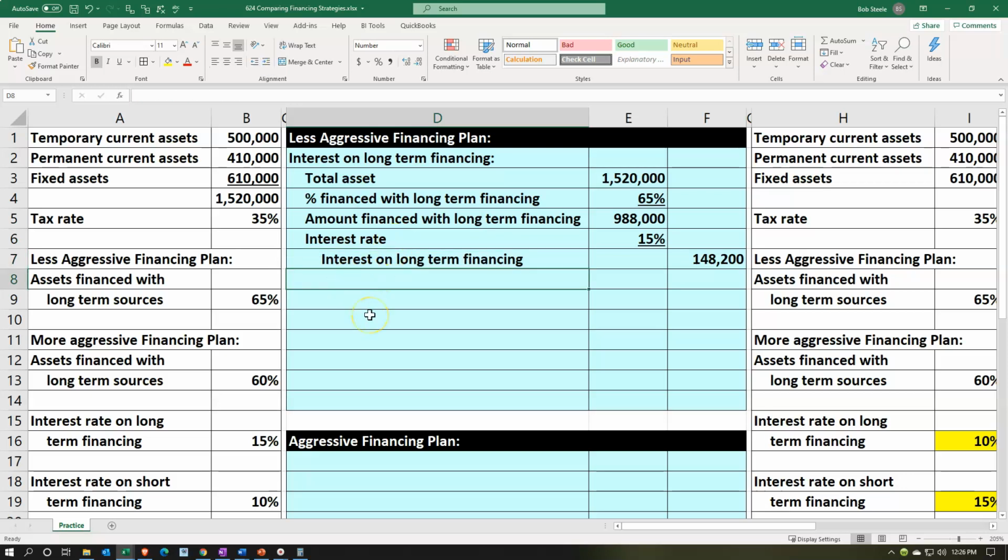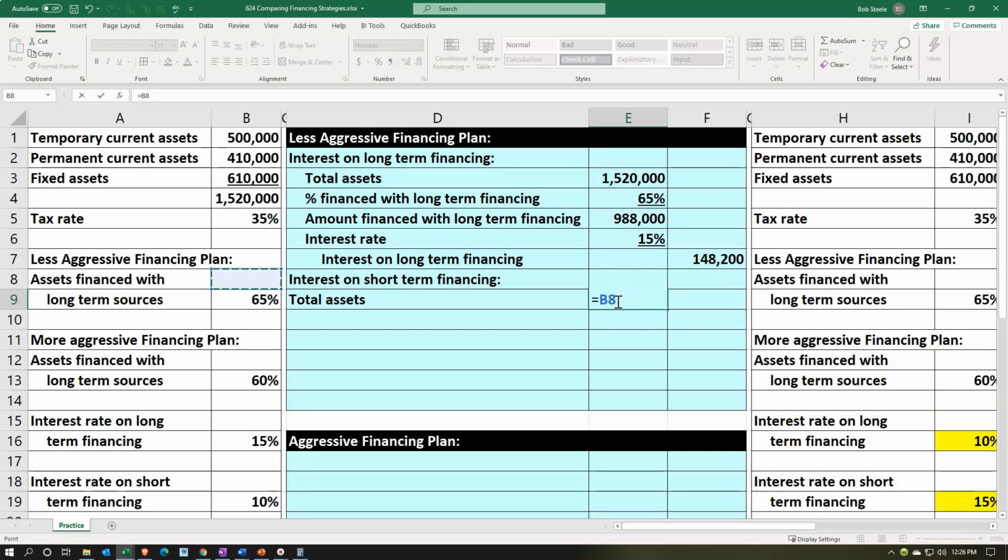Okay, let's do it again with the interest on short-term financing then. What about the short-term financing? I'll do the same calculation. We'll say the total assets. Should probably have an S here. That would be more proper. And then we're going to say this is going to be equal to, we could just say the same number up top. And if this is 65%, we're going to have to do the rest. We're going to assume the whole thing is financed here.